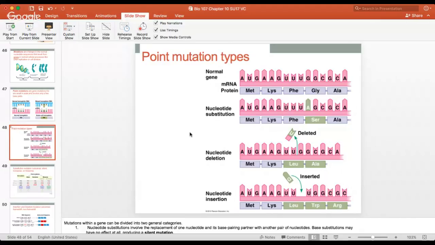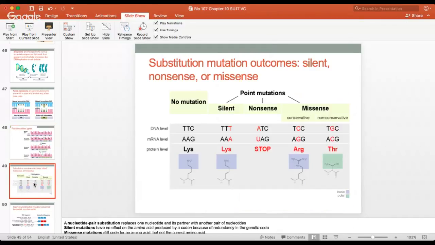We can also have deletions and insertions. And like we talked about today, deletions and insertions are a lot of times going to have a much bigger impact on the sequence because we can shift our entire reading frame. So let's look at both of these a little bit closer. For a substitution mutation, we can have a silent, a nonsense, or a missense mutation.